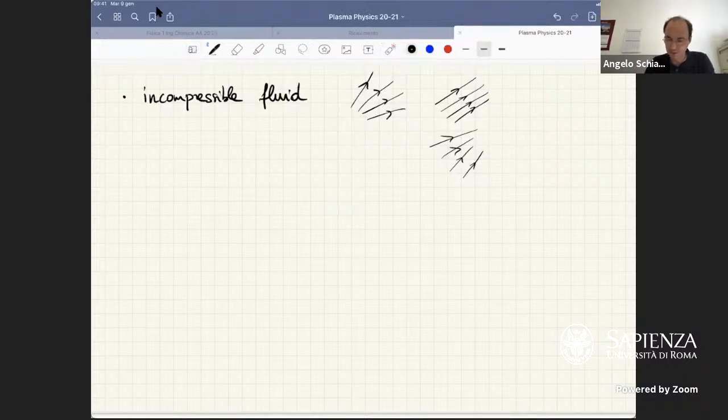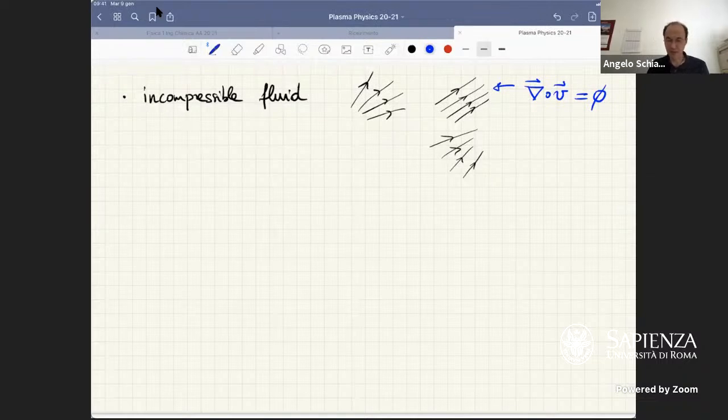So incompressible fluid, this one here, means that the divergence of the velocity field of the fluid is zero. Another way of stating it is, if you look at the continuity equation, the total derivative along the fluid element is zero. So the density of the fluid is constant along the fluid lines.